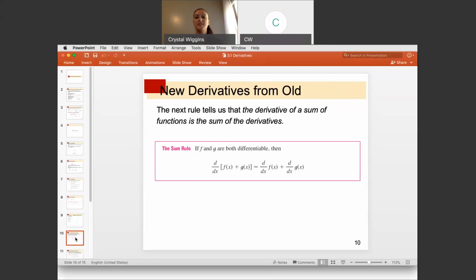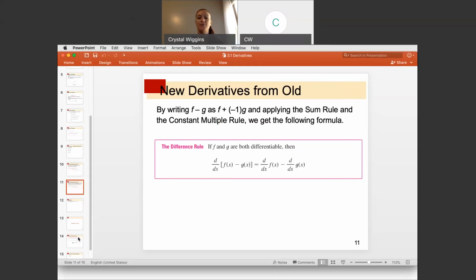The next rule tells us that the derivative of a sum of functions is the sum of the derivatives. This also holds for the difference of derivatives. So what they're saying is that separate terms in a function can be taken separately. We can take the derivatives of the terms separately and then just add them all together. Same is true about the subtraction or the difference rule.